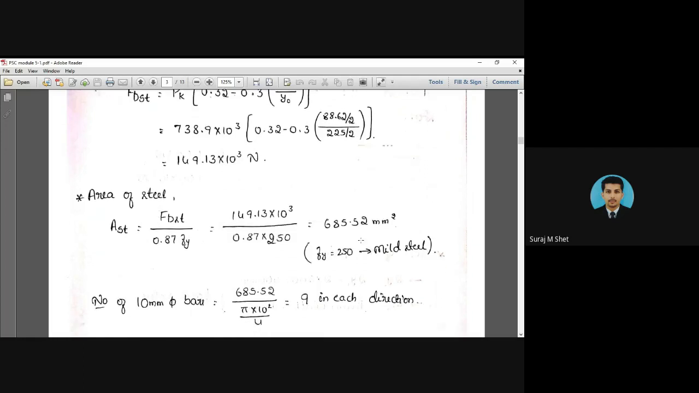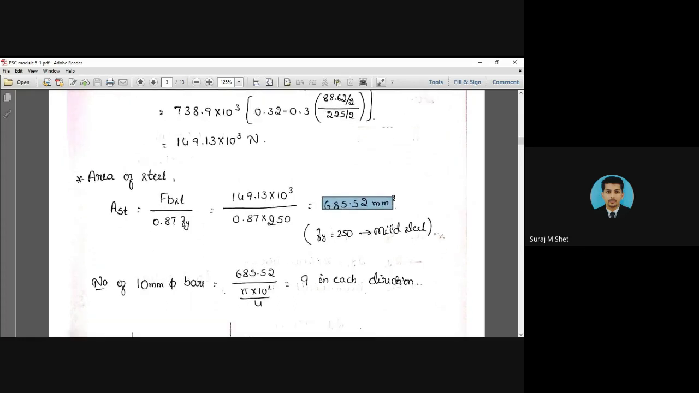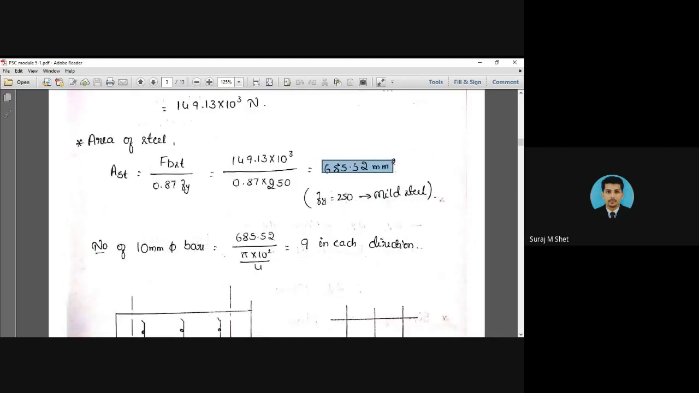So I already got the area of the steel. This much area is already obtained. So I'll assume that I'll provide 10 mm bars. For the number of 10 mm bars, total area divided by the area of one bar of 10 mm. So I'll get 9 in each direction. So the total number of bars is 9.